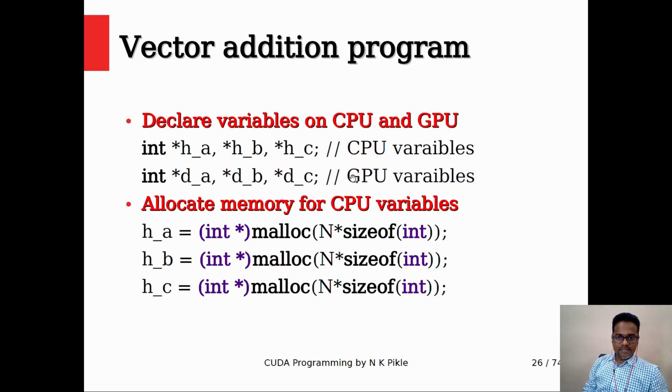Now once we declare these CPU and GPU variables, we are going to allocate memory for the CPU variables. To do that, we will use the malloc function in C to allocate memory dynamically. Here I'm using the malloc function, where n stands for the number of elements, and every element is of size integer, so that's why n into sizeof integer. This much amount of memory gets allocated, which will be referred to by h underscore a. The same will follow for h underscore b and h underscore c. So these are the array memory allocations on the CPU side.